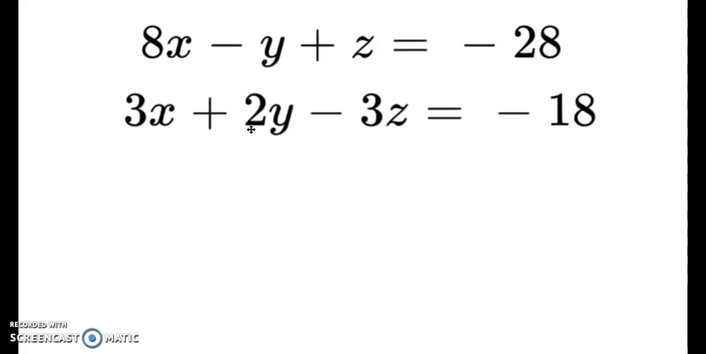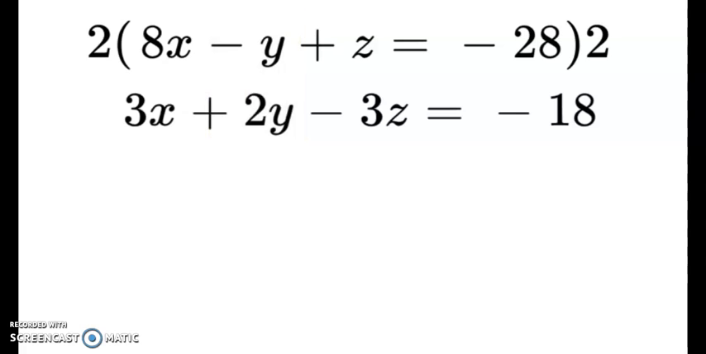Looking at this, I'm probably going to want to eliminate the y's. You could have eliminated the x's or the z's, but I'm going to choose the y's in this one. To do that, I'm going to make both of these numbers the same, just opposite signs. Since this is 2, I have to make this -2. To do that, I have to multiply everything here by 2.